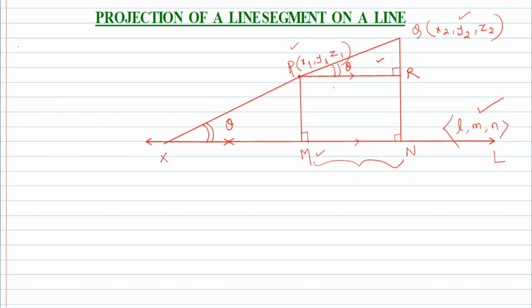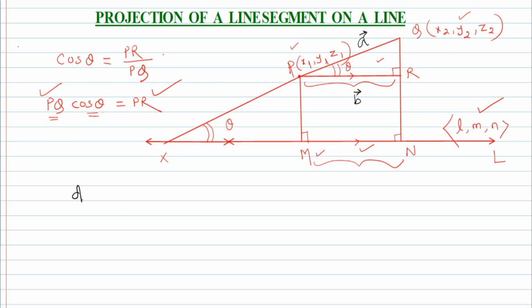So now cos theta, what about cos theta? Cos theta is equal to how much? That is B by H, that is PR by PQ. Now PQ cos theta is equal to PR. This is the projection. PR is equal to MN. So PQ cos theta you have to find. Our aim is to find the value of PQ cos theta. Okay. So how could you find PQ cos theta?